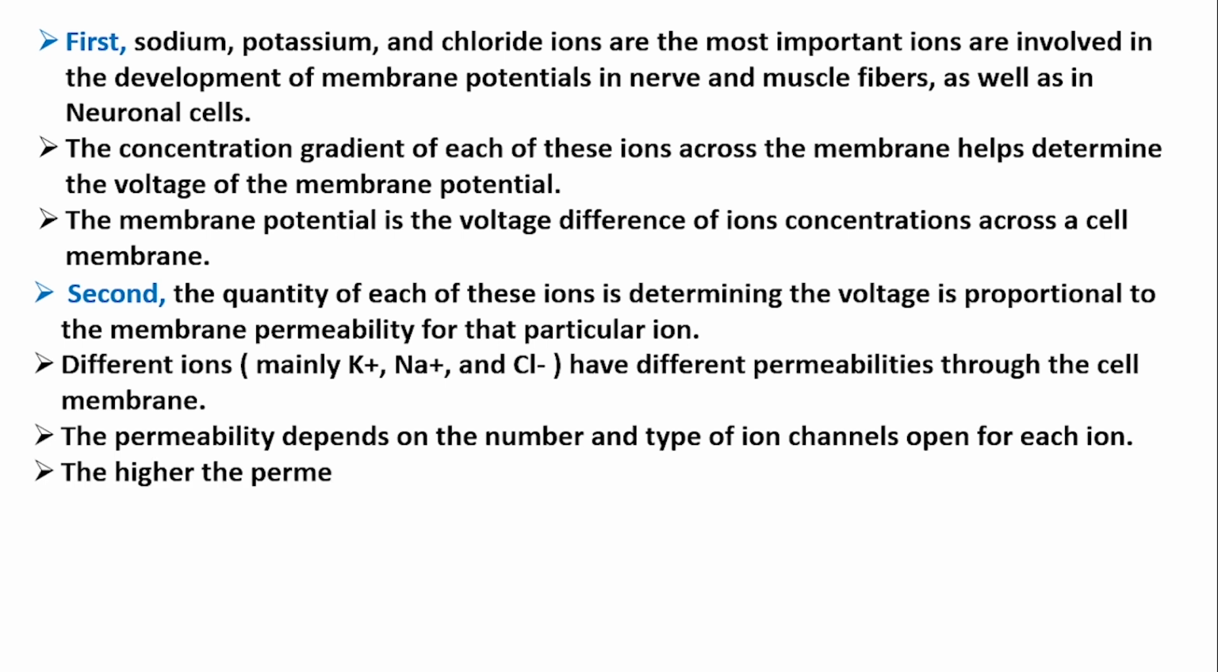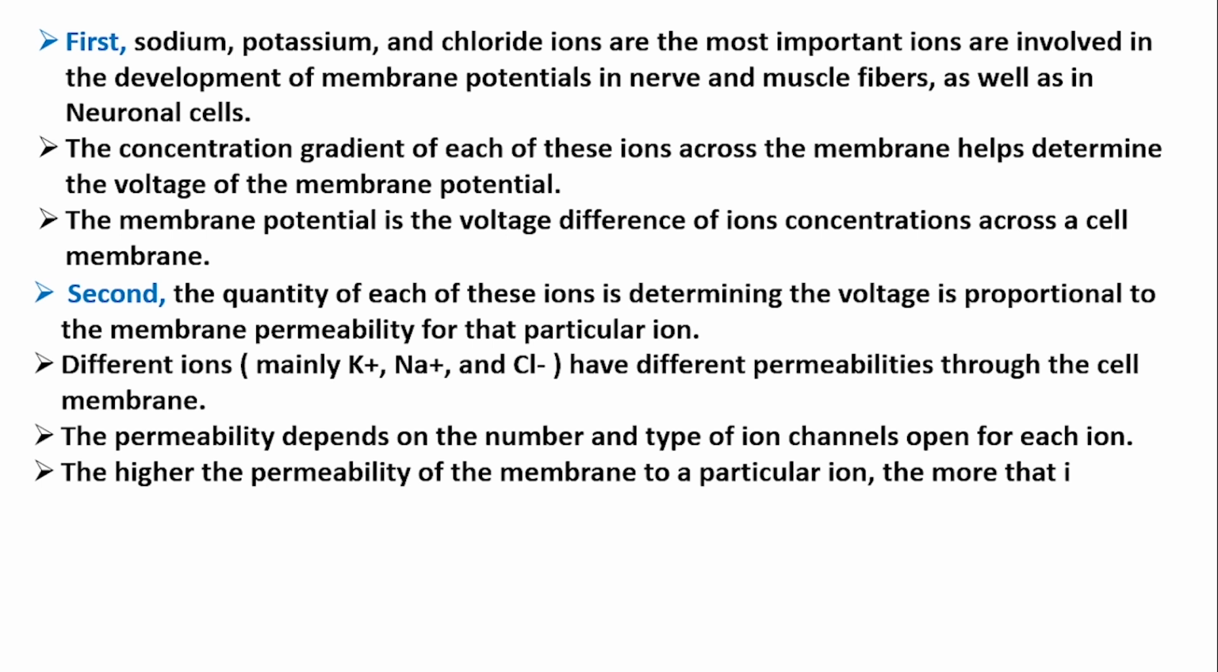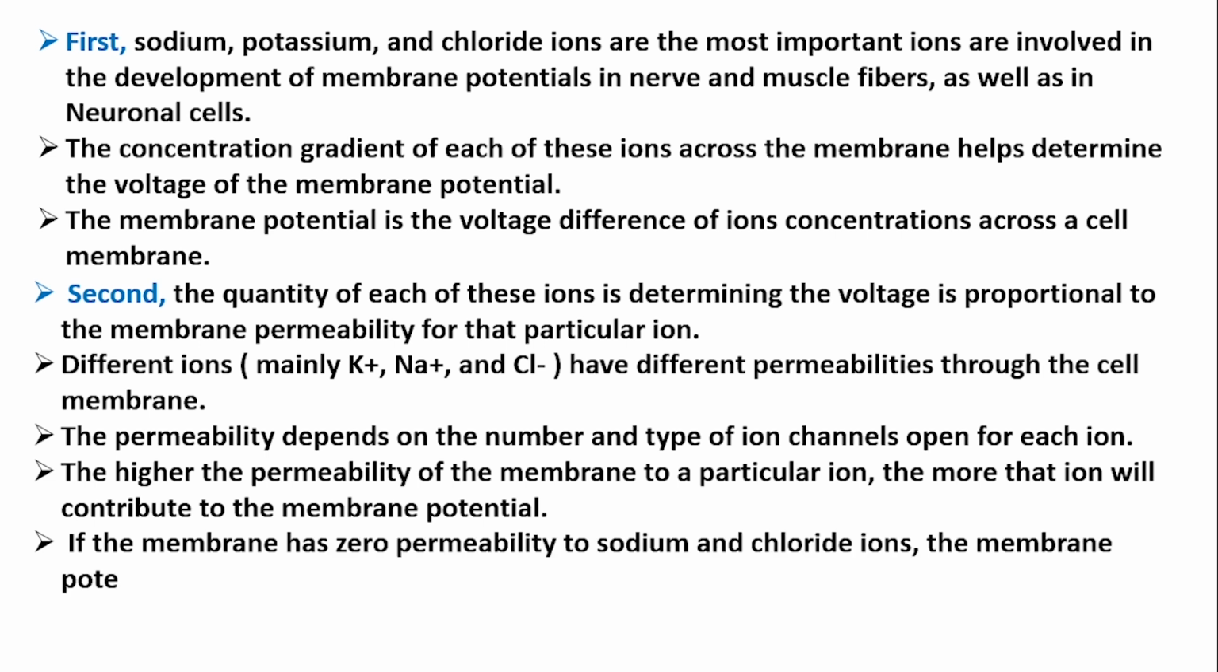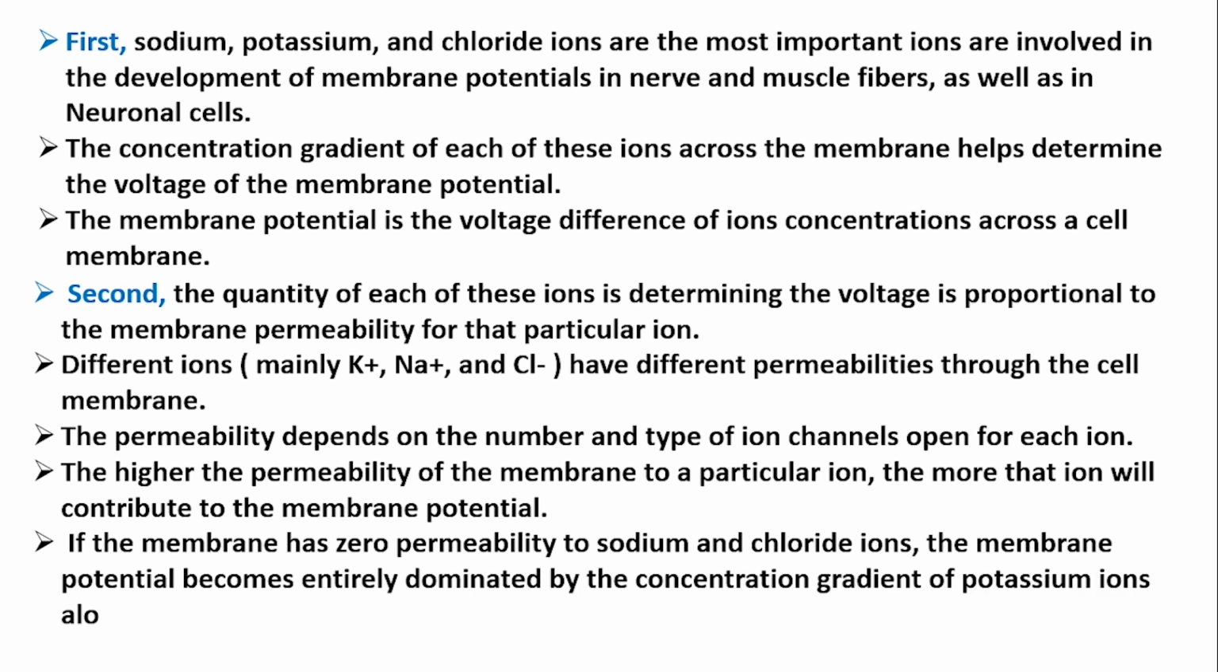The higher the permeability of the membrane to a particular ion, the more that ion will contribute to the membrane potential. If the membrane has zero permeability to sodium and chloride ions, the membrane potential becomes entirely dominated by the concentration gradient of potassium ions alone, and the resulting potential will be equal to the Nernst potential for potassium.